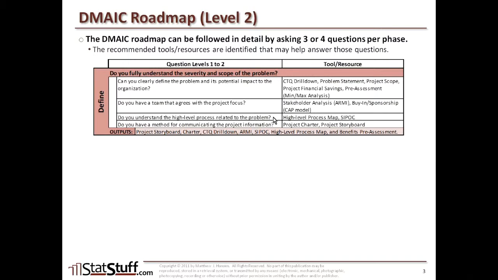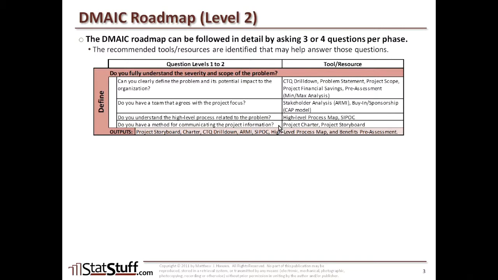Do you understand the high-level process related to the problem? There again is where we might use a process map or a SIPOC tool or some of those tools that give us a good understanding of the high-level process that we're trying to understand for our project. And then finally, once we can answer yes to all those questions before it, the last question within the define phase we want to ask ourselves is, do you have a method for communicating the project information? This is where you're starting to build the project charter or storyboard, starting to gather the information so you can communicate what you've gathered so far and continue to communicate throughout the duration of the project. So these are again the tools that you might use in helping to answer that.